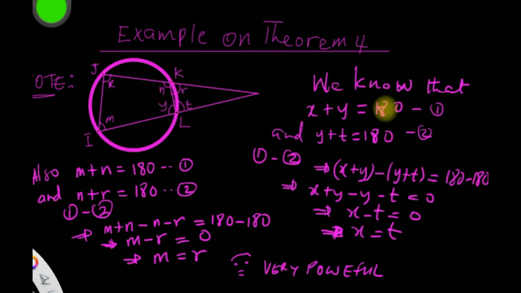We know that x plus y is equal to what? 180 degrees. Why? Because the opposite angles in this cyclic quadrilateral, when we add them according to the theorem, we have to get 180 degrees. Okay. So look, x plus y will give us 180.